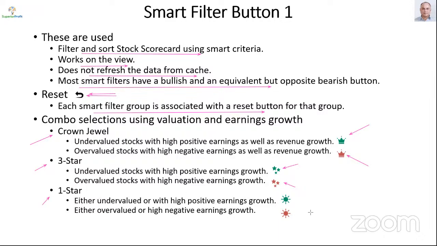And then less restrictive, 1-star, either undervalued or high growth for buying, and either overvalued or negative earnings growth for shorting. As I mentioned in other sessions, usually for buying, I never go beyond 1-star. I need at least 1-star candidate to buy. For shorting, I am okay to ignore the fundamentals if the industry is weak and if the stock is giving a proper technical short setup. So for shorting, I may go beyond 1-star, but for buying, I don't do that. For buying, I always stick to at least 1-star.